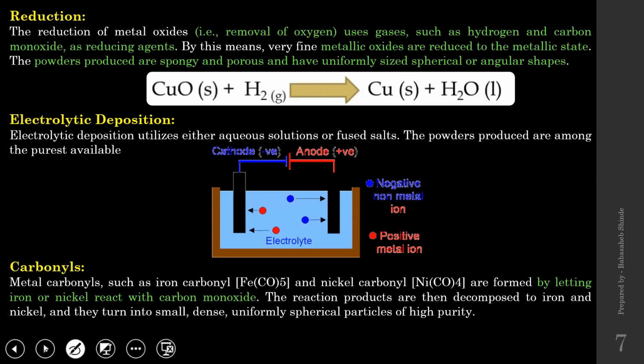Then second, we discussed reduction. It is basically a chemical reaction where the metal oxides will be reacted with certain gas at a certain temperature, and there will be purification of the metal powders. For example, here is a copper oxide that is heated with hydrogen gas, and on heating, this H2 will react with O. You will get a water molecule, and this Cu, that is copper, will be separated from that oxide. So you will get a pure copper.